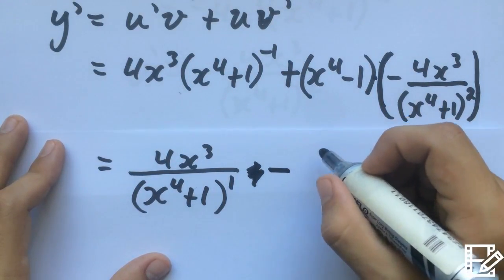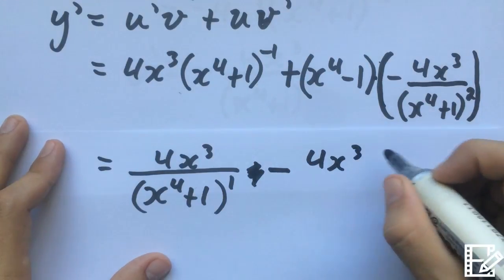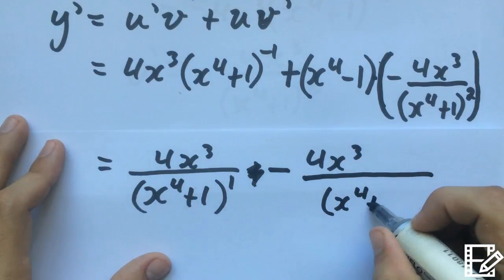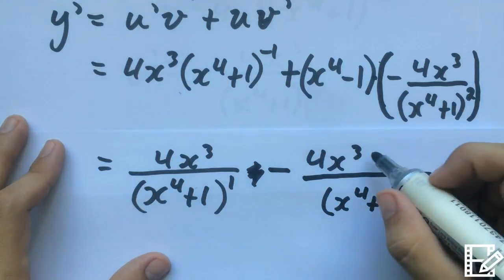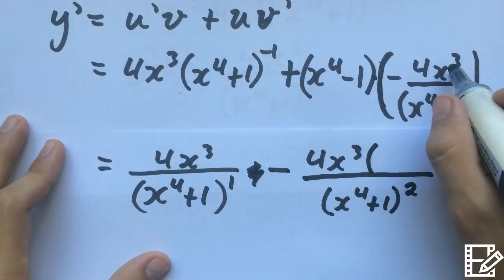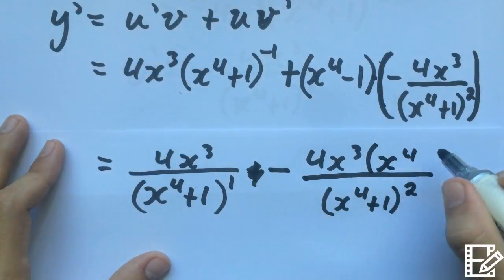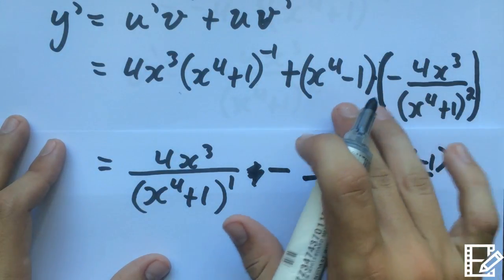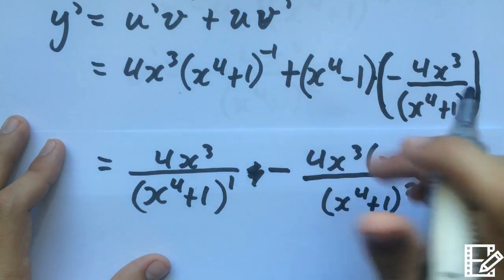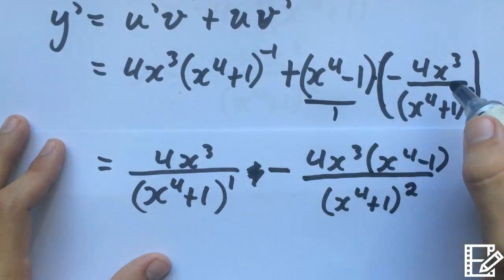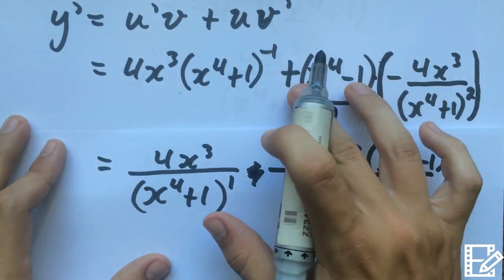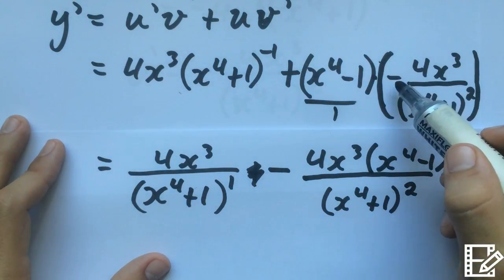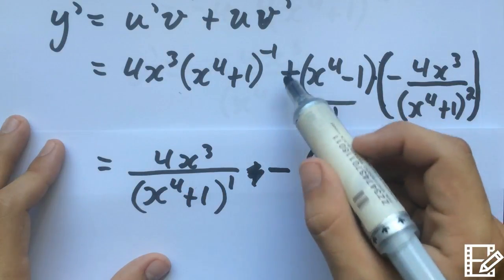Subtract 4x to the power of 3 over x to the power of 4 plus 1 squared, and I'm going to multiply this into the fraction. So we'll end up with this. Now I hope this didn't confuse you. All I did was just multiply these together. Because this is essentially over 1, when I multiply it to this, I'm going to multiply it onto the top, just like I did there. And because I'm multiplying a negative by a positive, we get a negative.